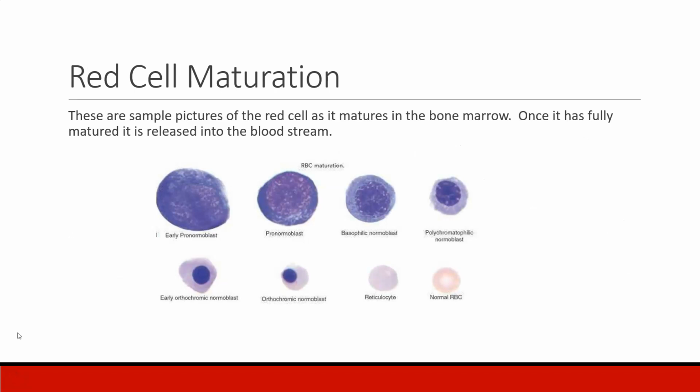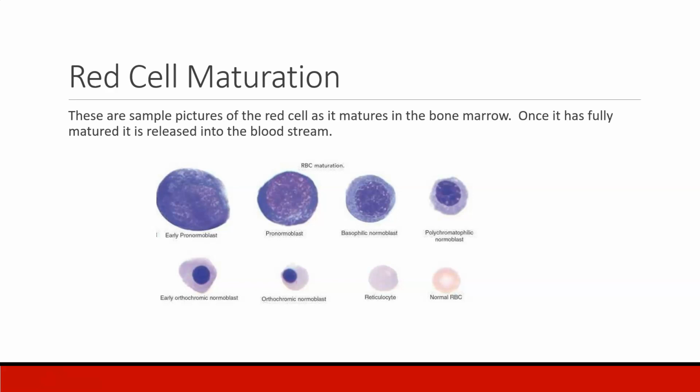This is just for your information, but these are sample pictures of the red cell as it matures in the bone marrow. So sometimes you may be able to go with the doctor and actually observe a bone marrow being done. It's done to finalize diagnosis of certain diseases, and that's really the only time you'll see the top row of these cells, unless the patient has cancer of the blood. Then we may see these premature forms.